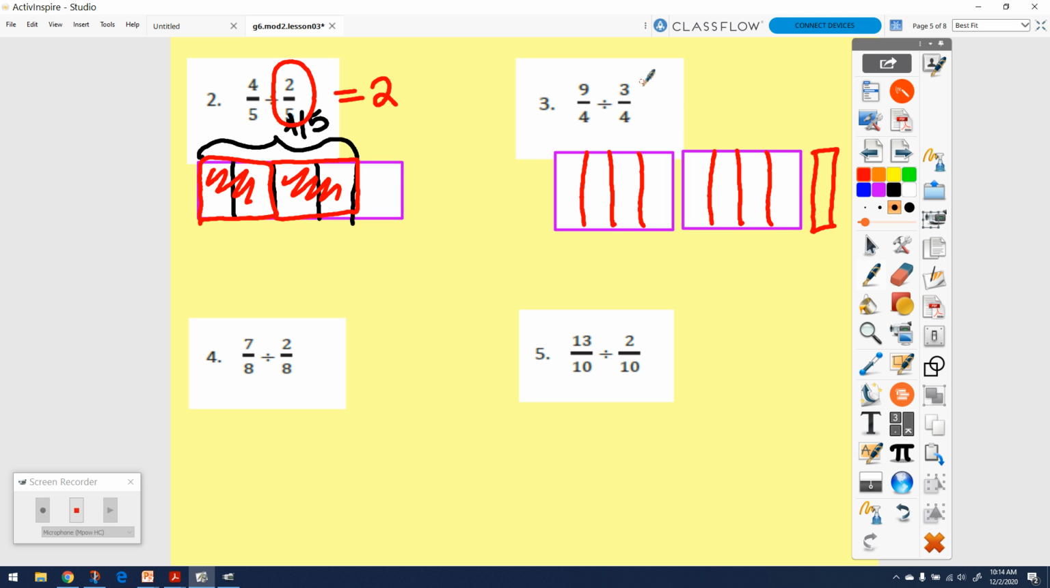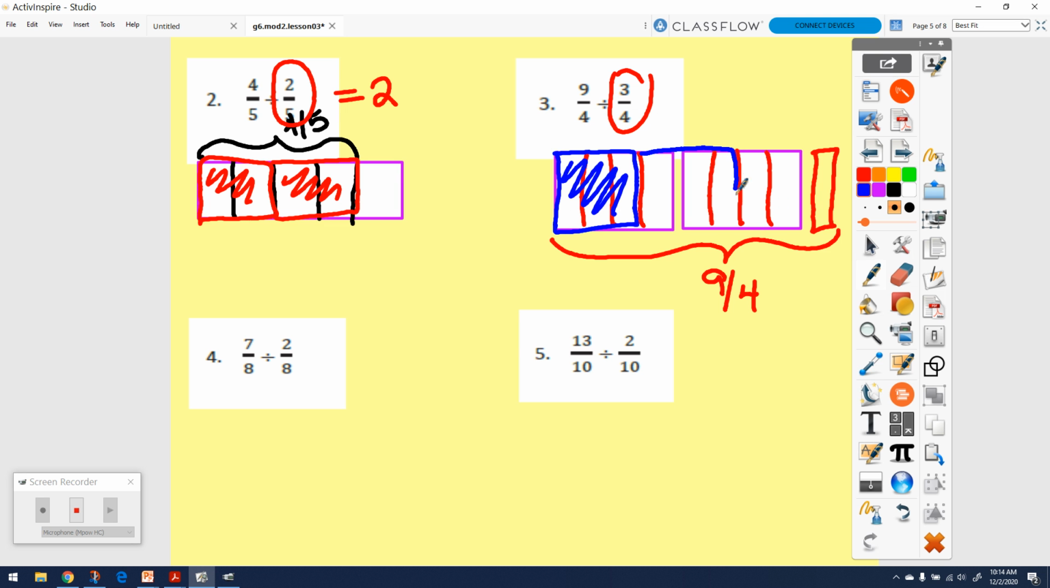I'm dividing that. Oh, let me label. Here's my 9/4, and I'm cutting it into groups of 3/4. So I need 3 of them. 1, 2, 3. There's a piece. 1, 2, 3. And there's a second one. And we have just enough, look at that, perfect, to make a third one. So my answer here is 3.